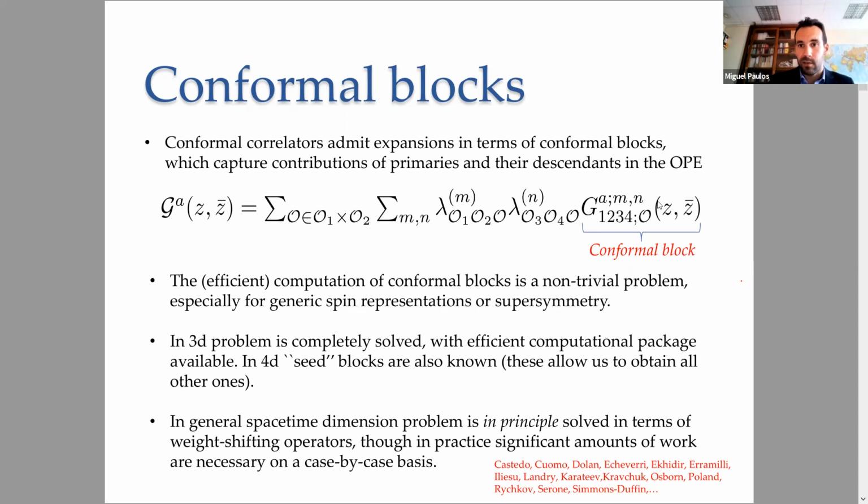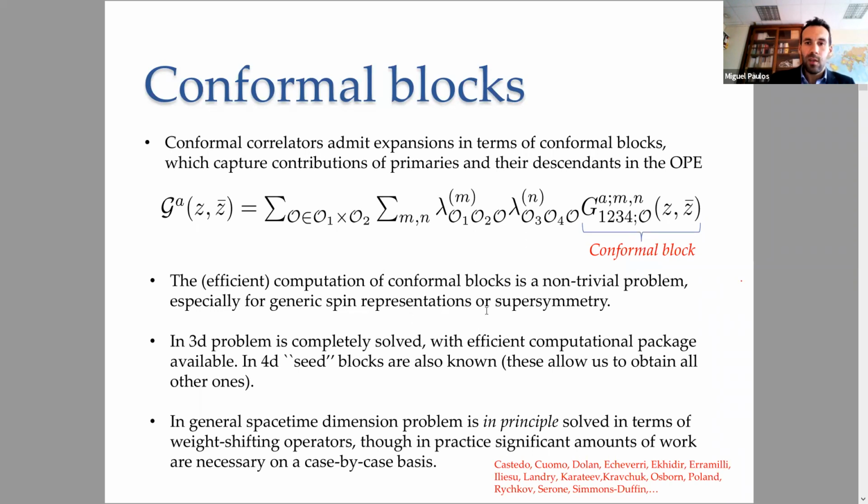Actually, computing these conformal blocks efficiently was for a long time a major stumbling block in making progress in the conformal bootstrap, especially when you add spin, when the external operators have spin, because then you can get very complicated spin representations being exchanged. Or if you have supersymmetry, it's also complicated to work out the consequences of supersymmetry and what it implies for the conformal blocks.